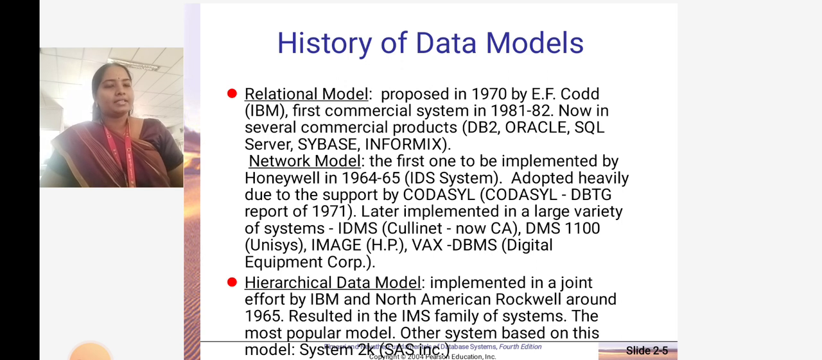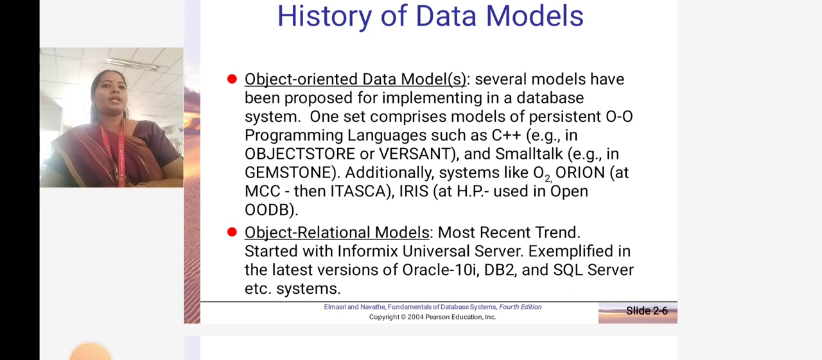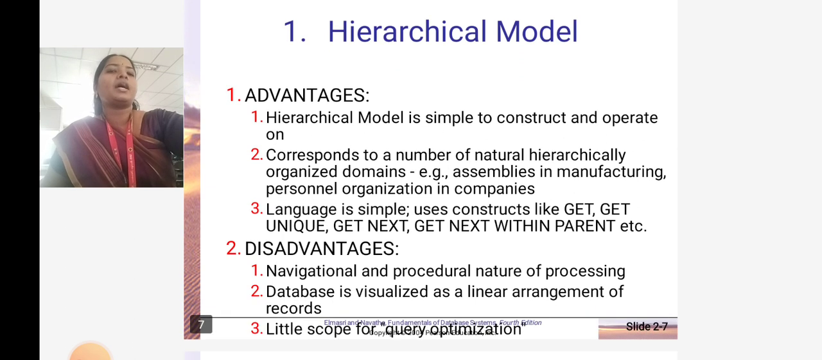Then comes the hierarchical data model. It was implemented in a joint effort by IBM and North American Rockwell around 1965. Then the object oriented data model and object relational data models are also there. Several models have been proposed for implementing in a database system. One set comprises models of persistent OO programming languages such as C++, for example ObjectStore or Versant. So what are the object relational models? The most recent trend started with Informix Universal Server, exemplified in the latest versions of Oracle 10i, DB2 and SQL Server systems, etc.